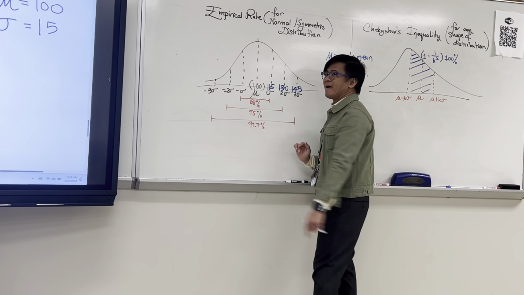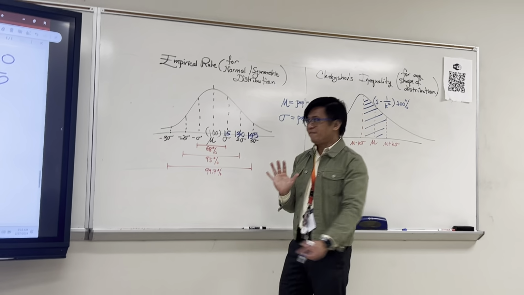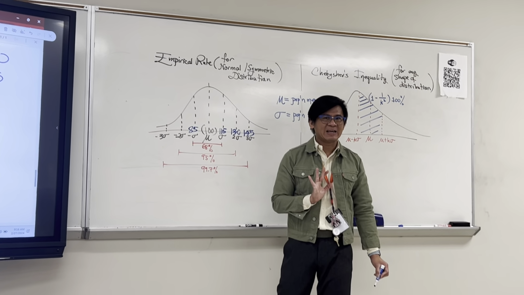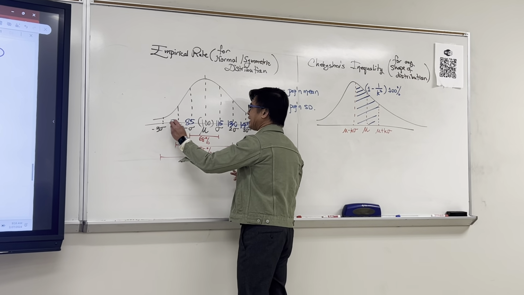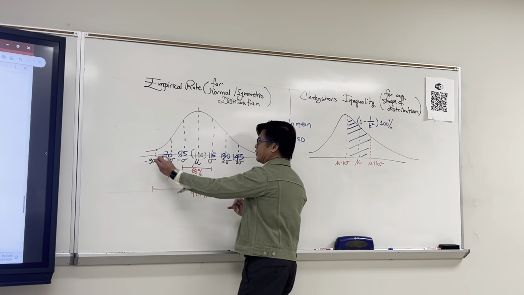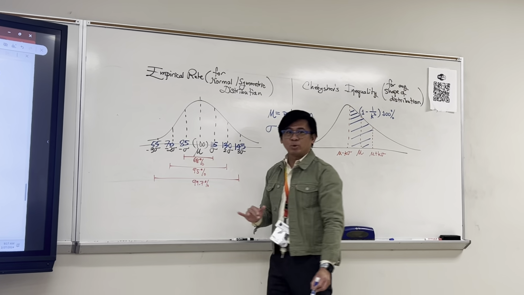100 minus 15. 85. All right, continuing. Minus another 15. 70. Very good. And the last one, minus another 15. 55. Okay. So that's our data set.